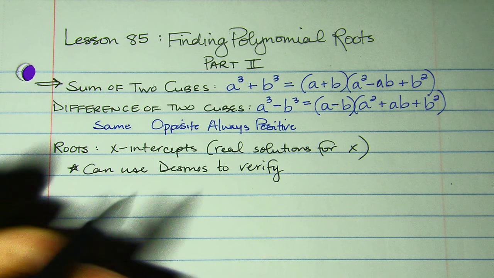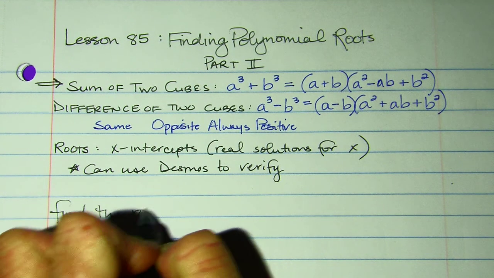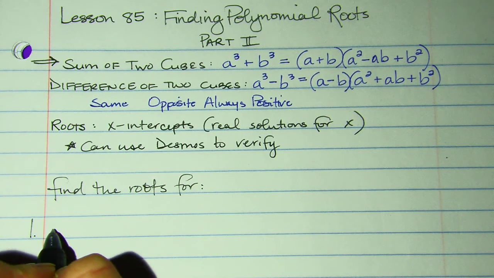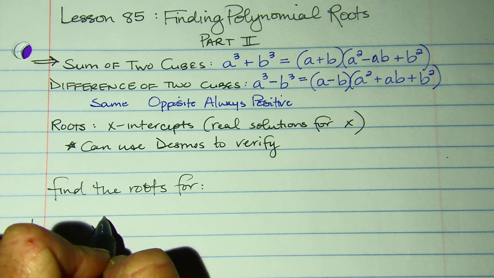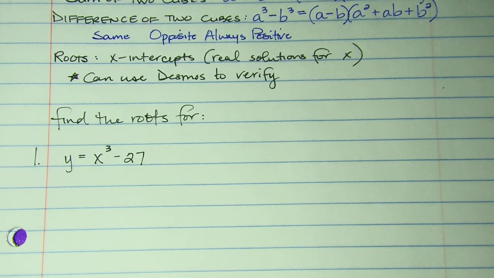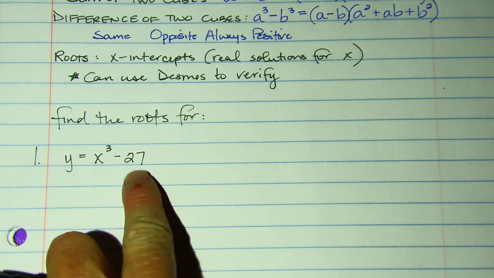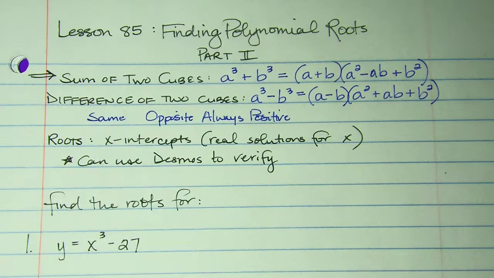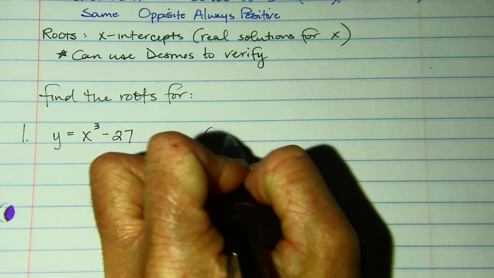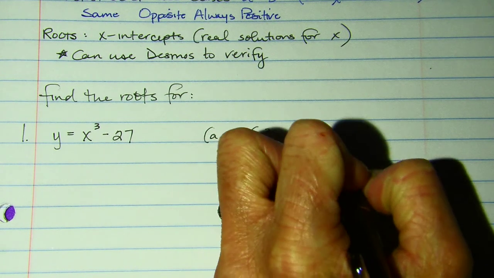Find the roots for, and let's try number 1. Y equals x cubed minus 27. All right, now I noticed for here I have a subtraction sign, and I know that both of these are terms cubed. So this is a difference of two cubes. So I'm going to use this pattern, a minus b times a squared plus ab plus b squared.